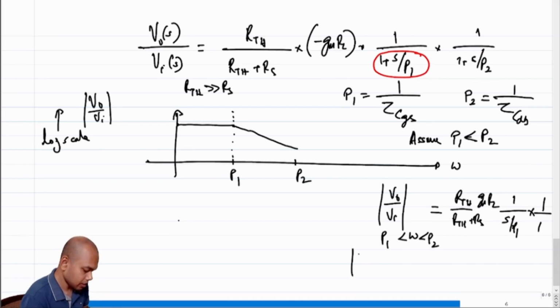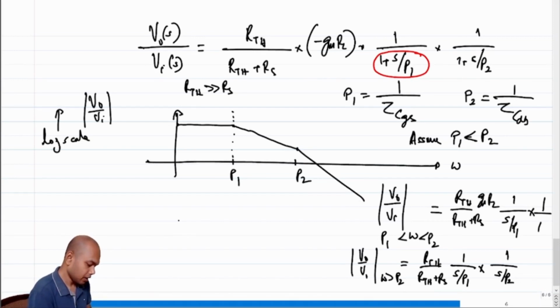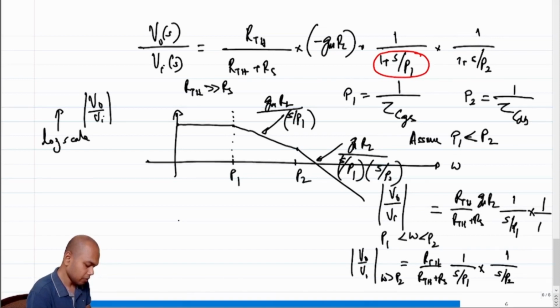Then when omega is greater than P2, what will be the transfer function? The transfer function will be RTH by RTH plus RS times 1 by S by P1 times 1 by S by P2, which means I have an S squared term, and so the roll off will be at 40 dB per decade. So this will be something like this. Here the transfer function essentially becomes GM times RL by S by P1, and here this becomes GM times RL by S by P1 times S by P2.